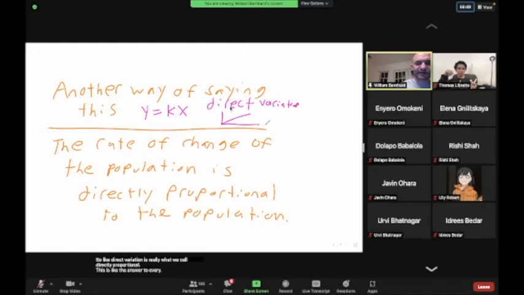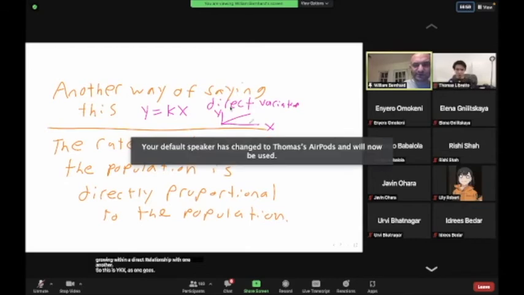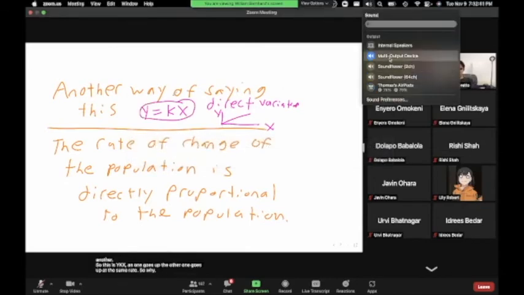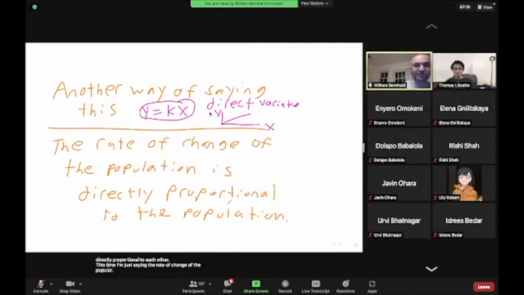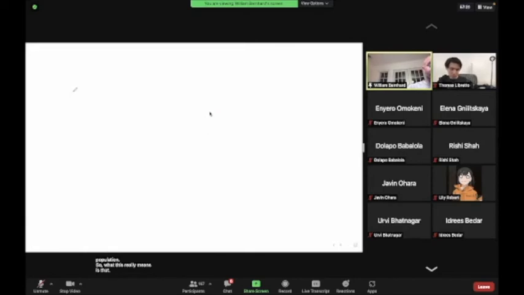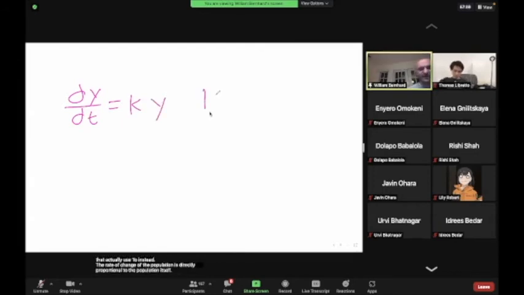This is like the answer to every biology or economics question. It's two things that are growing in a direct relationship with one another. So this is y equals kx. y equals kx is when y and x are directly proportional to each other. This time, I'm saying the rate of change of the population is directly proportional to the population. So what this really means is that the derivative of the population, I'm going to actually use t instead. The rate of change of the population is directly proportional to the population itself. Of course, k is positive.